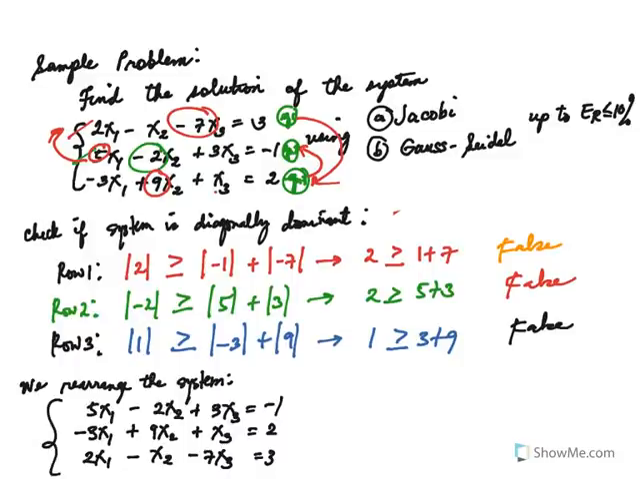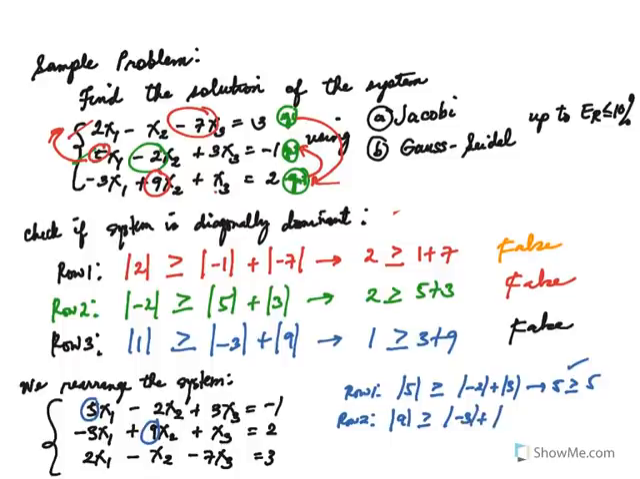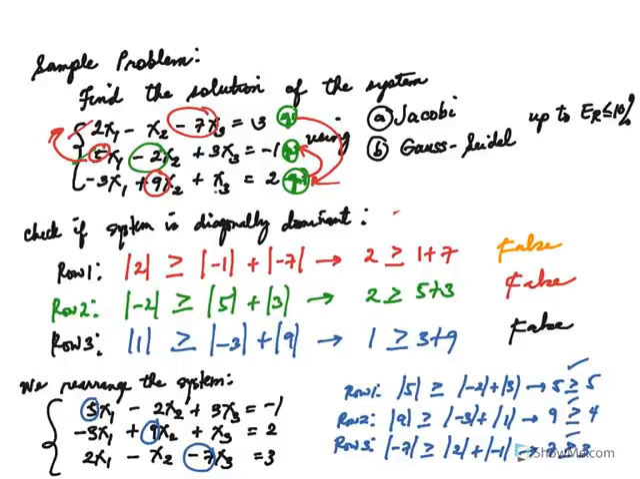At pag chinek natin ngayon, sa row 1, absolute value of 5 is now greater than or equal to absolute value of negative 2 plus absolute value of 3. So, this one gives 5 greater than or equal to 5. So, this is correct. Sa row 2, ito yung ating A22, absolute value of 9 greater than or equal to absolute value of negative 3 plus absolute value of positive 1, which translates to 9 greater than or equal to 4, which is again true. And then sa row 3, ito yung ating A33, absolute value of negative 7 greater than or equal to absolute value of 2 plus absolute value of negative 1, which translates to 7 greater than or equal to 3, which again is true. So, lahat ng row nag-satisfy na ng row sum criterion.